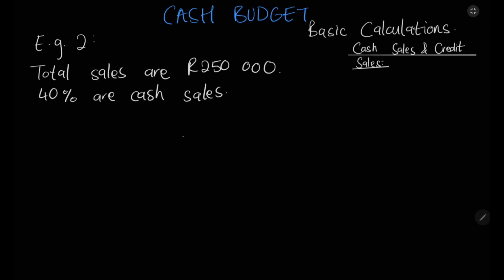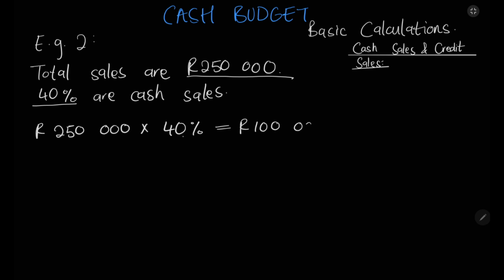Let's try number 2. Total sales are 250,000 Rand. 40% are cash sales. How do you find the cash sales? You have to take the 250,000 Rand, which is the total sales, right? Multiply it with 40%. 250,000 times 40% should give you 100,000 Rand. The 100,000 Rand is your cash sales.